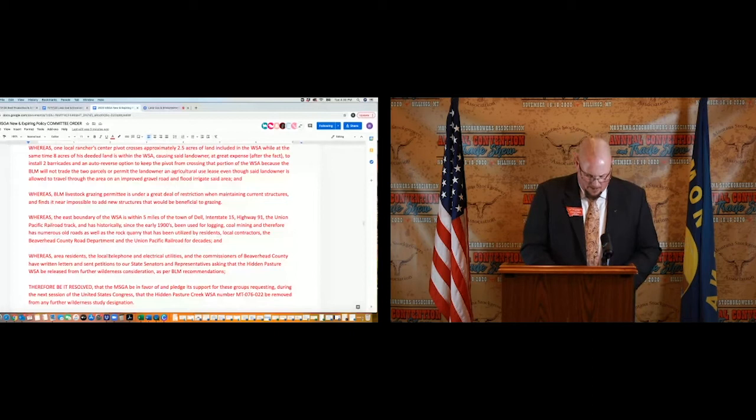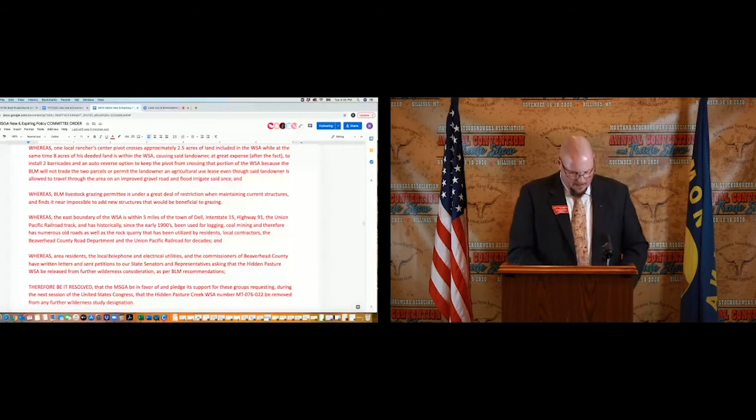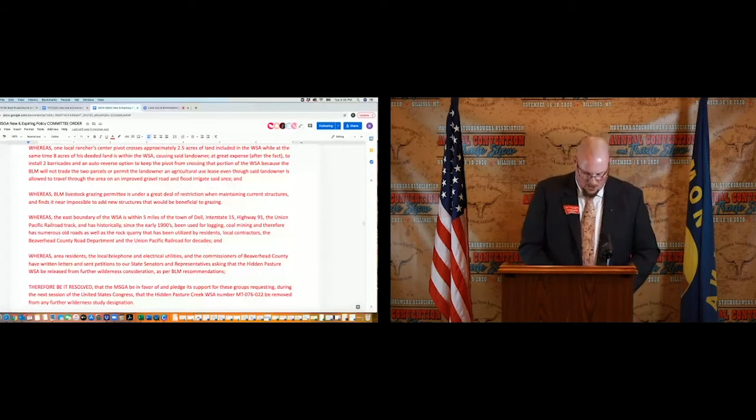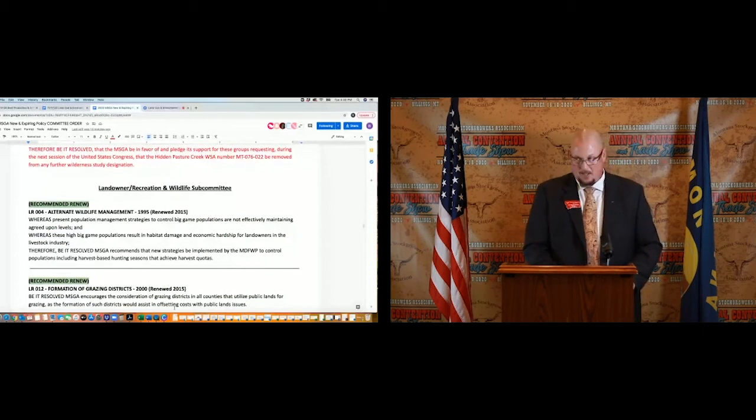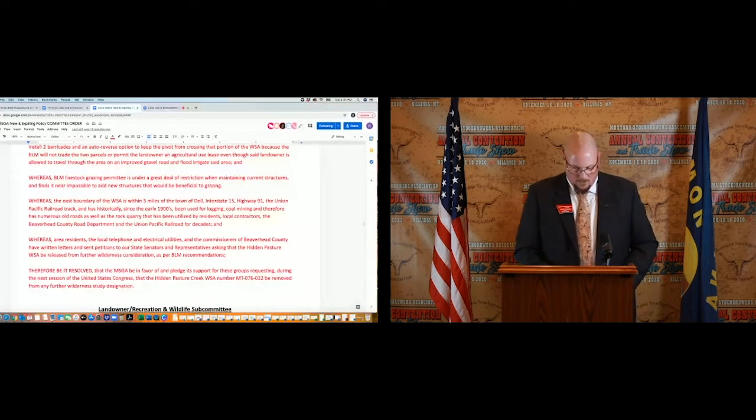And whereas area residents, the local telephone and electrical utilities, and the commissioners of Beaverhead County have written letters and sent petitions to our state senators and representatives asking that the Hidden Pasture WSA be released from further wilderness consideration as per BLM recommendations. Therefore, be it resolved that MSGA be in favor of and pledges support for these groups requesting during the next session of the United States Congress that the Hidden Pasture Creek WSA be removed from any further wilderness study designation. Are there any questions on this proposed resolution, wilderness study areas coming out of Southwest Montana?